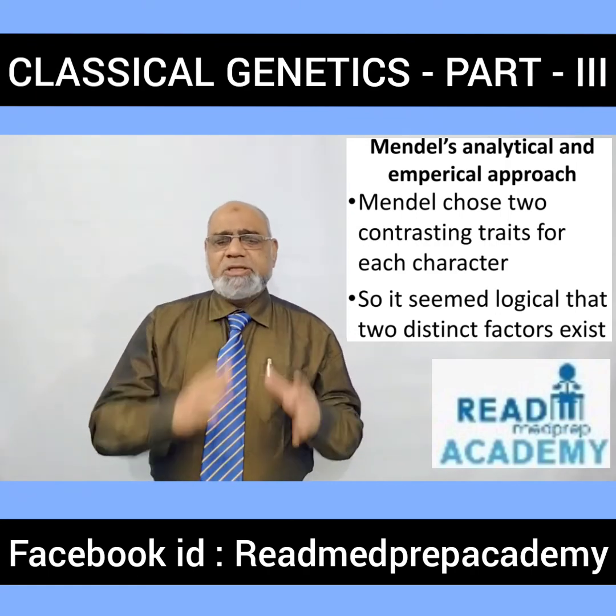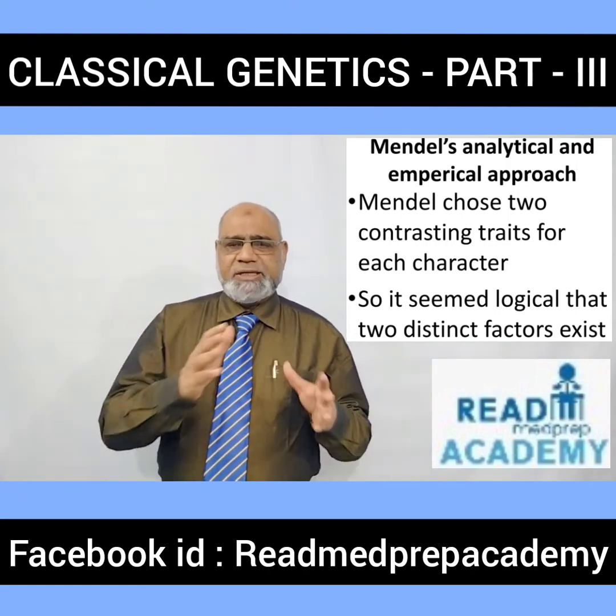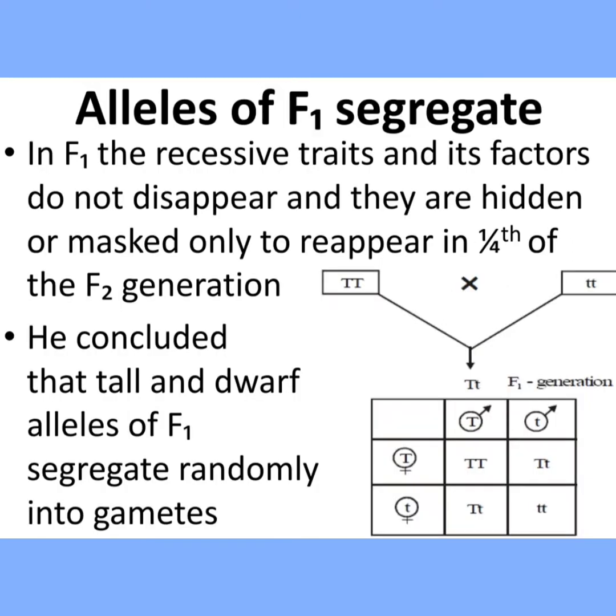So it seemed logical that two distinct factors exist. In F1, the recessive traits and its factors do not appear. They are hidden or masked, only to reappear in 1/4 of the F2 generation. He concluded that tall and dwarf alleles of F1 segregate randomly into gametes. You can see in the image on the right side, the dominant character TT, capital T, tall, and a dwarf character small t.